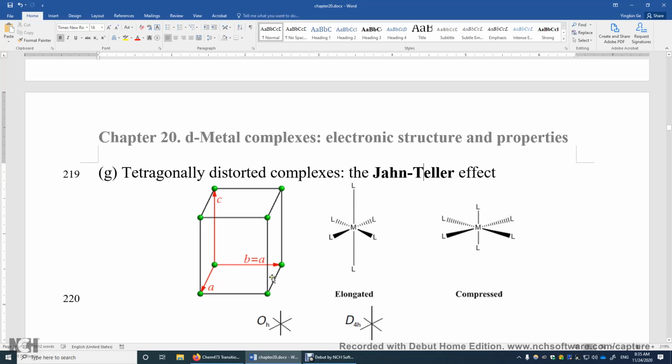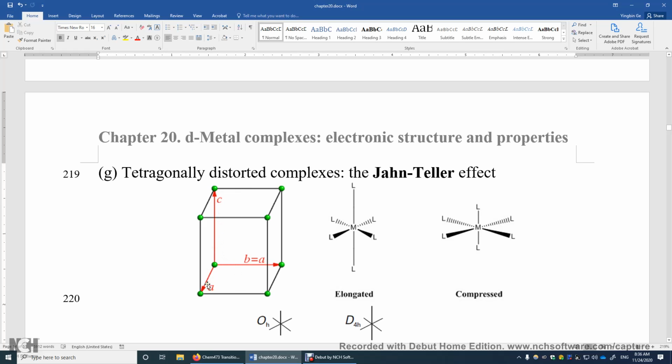So really, the angles are still 90 degrees, and A is equal to B. So on the bottom, you have a square. Here you have a square. The only difference is this. In the vertical direction, this side C may be different from A or B.